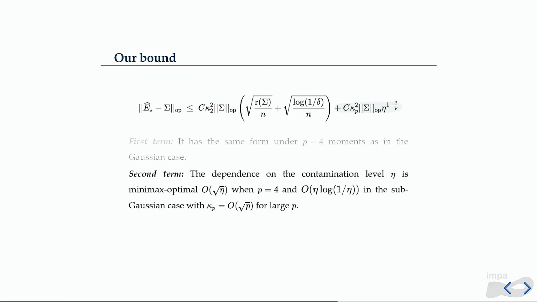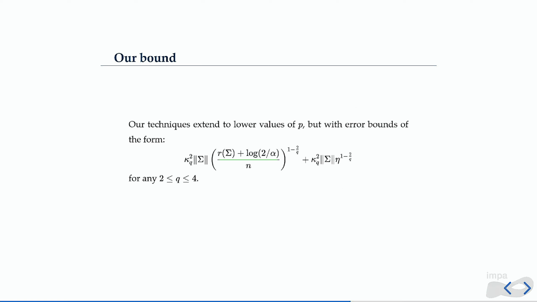Actually, it was recently proved by Zhivotovskiy and Minasyan the optimal bound for the sub-Gaussian case. Also, our techniques can be extended to lower values of p. So if we consider the hypercontractivity condition for L_q and L_2, for q between 2 and 4, we have this error bound. In the case of 4, it's the optimal one, but it's not as good if we have fewer moment assumptions.